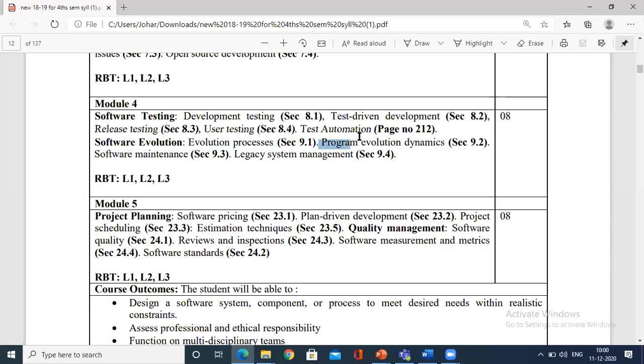Whereas program evolution dynamics is a single topic where you have to explain the Lehman's laws, five Lehman's laws with the table, release testing is a complete topic with subtopics. We have user testing, very many subtopics we have, test driven.